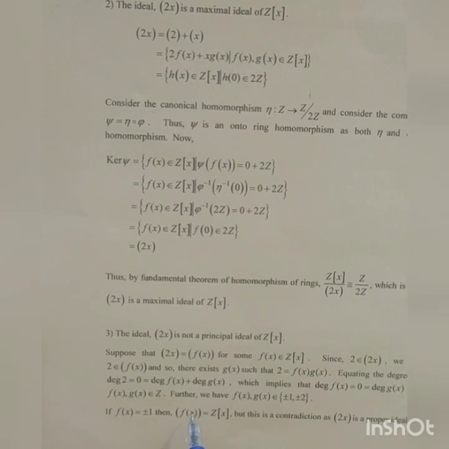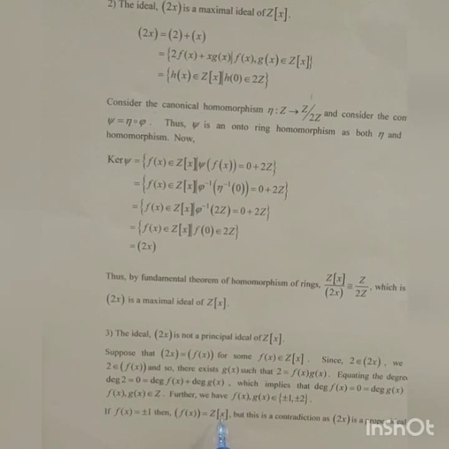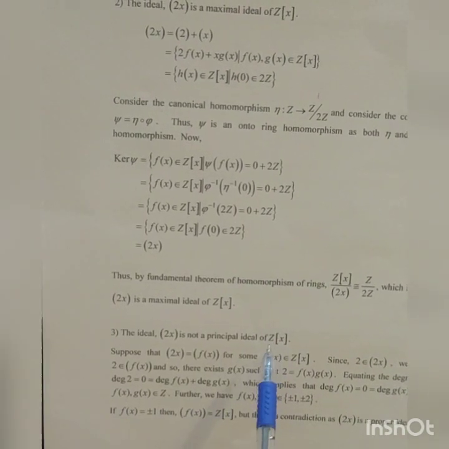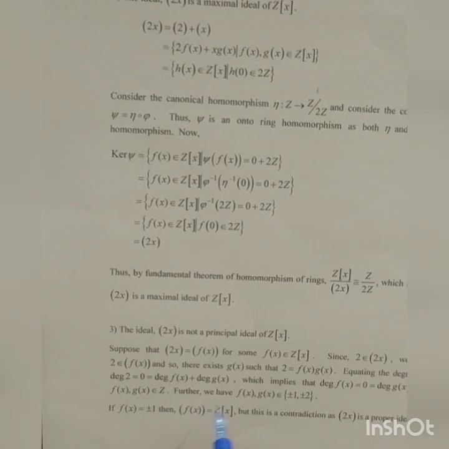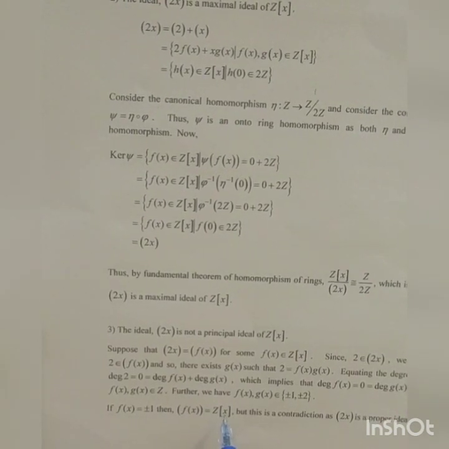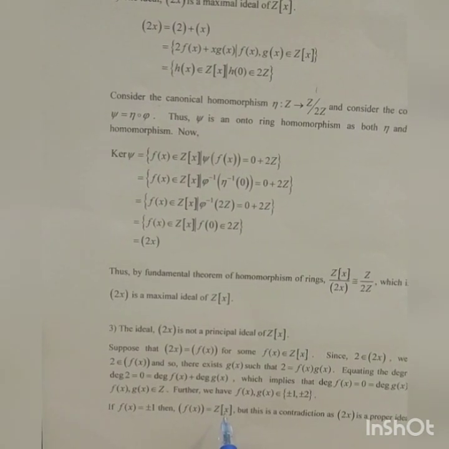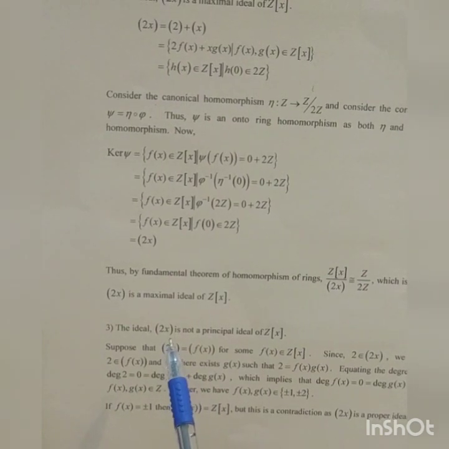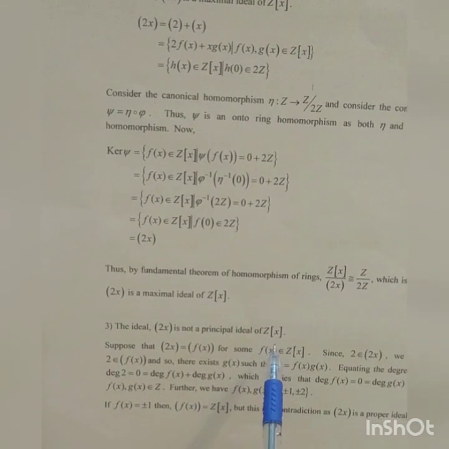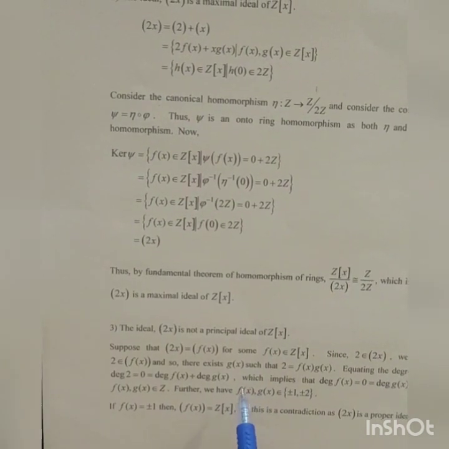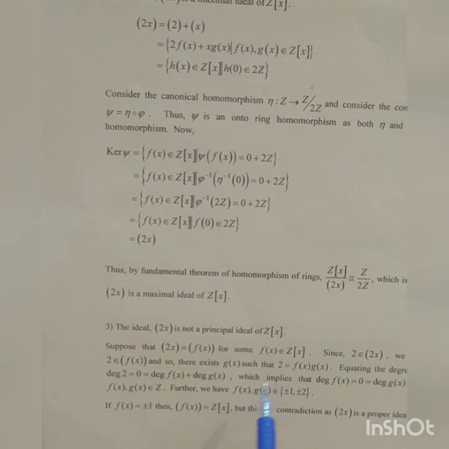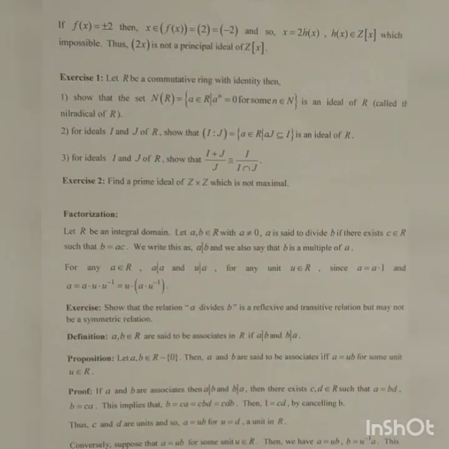We knew that the ideal generated by 1 is nothing but the given ring. Similarly, the ideal generated by minus 1 is also the given ring. Therefore, the ideal generated by f of x is simply Z[x]. But this is a contradiction, as the ideal generated by 2x is a proper ideal of Z[x]. Therefore, we are left with the other choice. Let's assume that f of x is equal to plus or minus 2, and we'll see what happens.